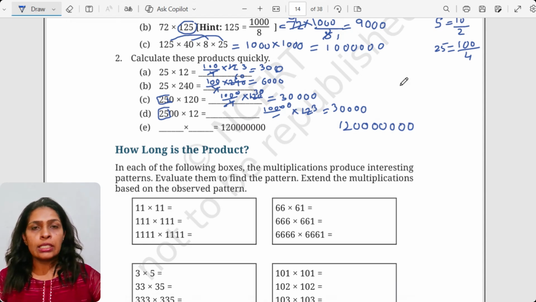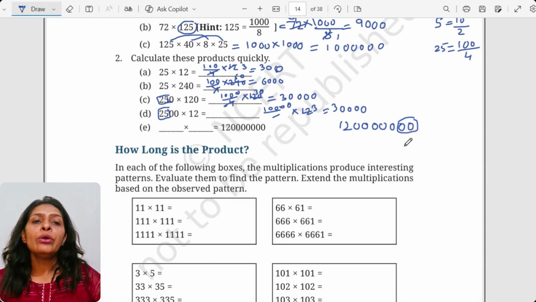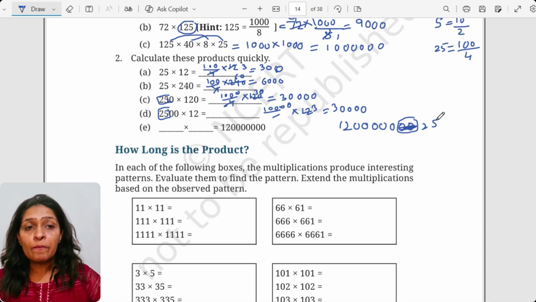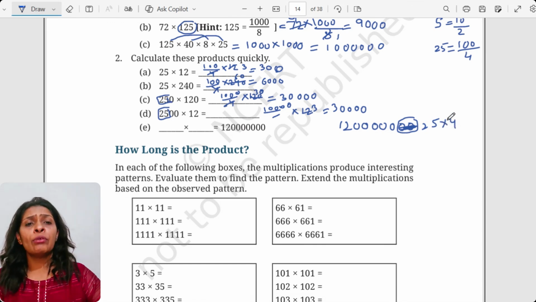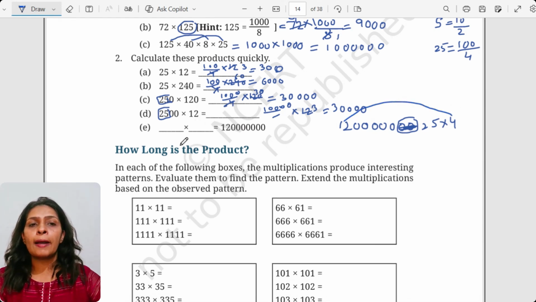Now the number is this. What I'm going to do is, I will borrow these two zeros. Why? Because this is actually working as a 100. Now I know that this 100 actually can be written as 25 multiplied by 4. Yes or no? This can be written as 25 multiplied by 4. Now what I can do is, I can simply multiply this 12 and 4.